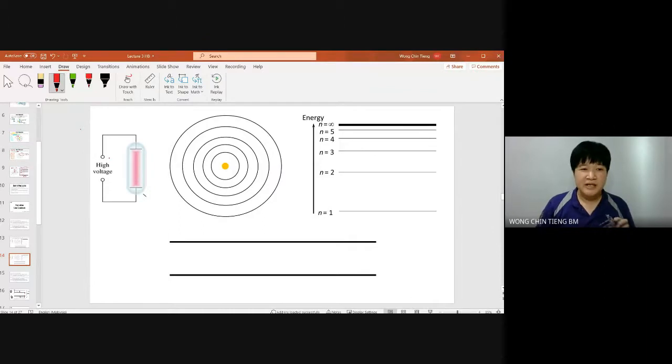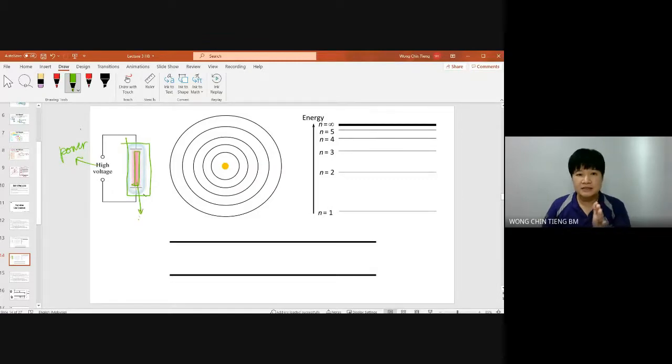First thing, we have a gas discharge tube. This is actually your gas discharge tube. And this gas discharge tube is connected to power. It's connected to electric, it's connected to power. And in this gas discharge tube, dia ada satu lubang kecil that I can pump my gas into here. So I put in the gas into the gas discharge tube.